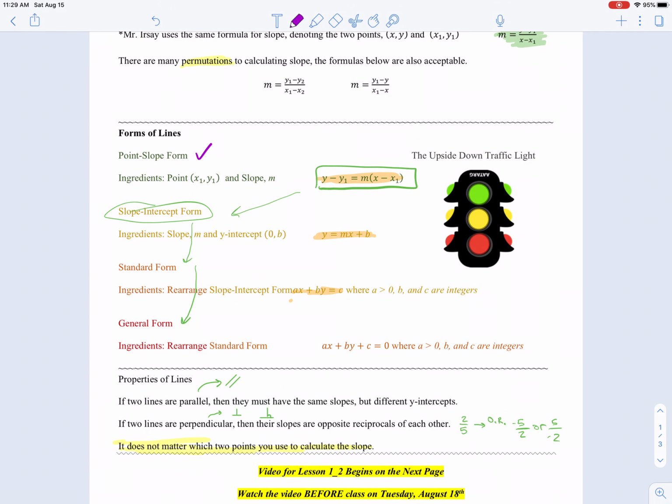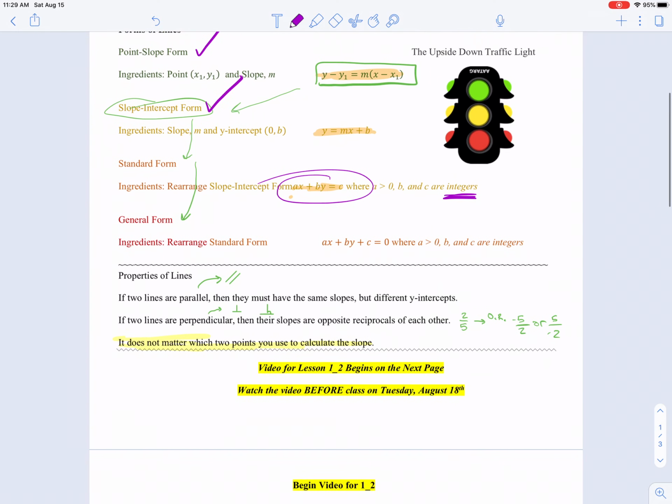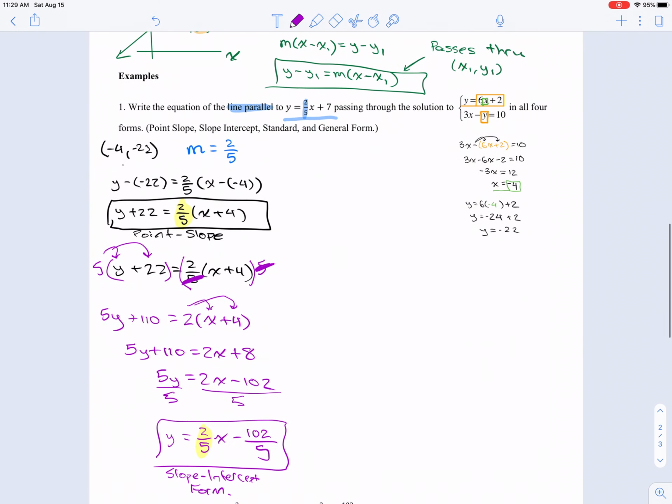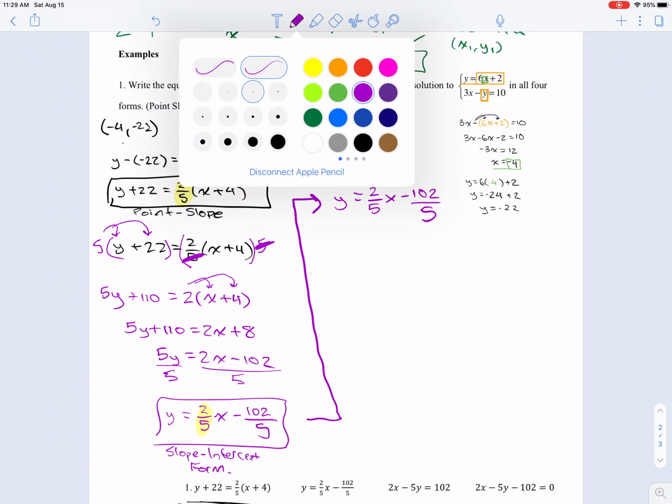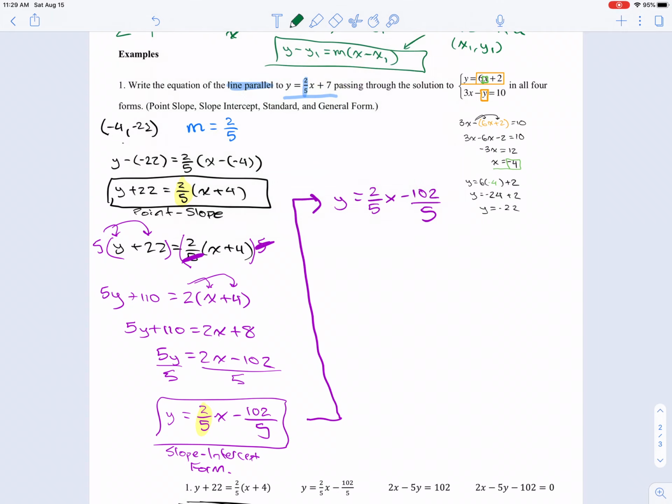All right, so referring back to that upside down stoplight. So we've done point slope, we've done slope intercept, and now we're going to try standard form. And integers means whole numbers, so there can't be any fractions here. So I'm going to kind of bring this up here. So let me recopy now. So if I want to get rid of those fractions, I need to clear out that denominator. So it's pretty clear that the least common denominator here is 5.